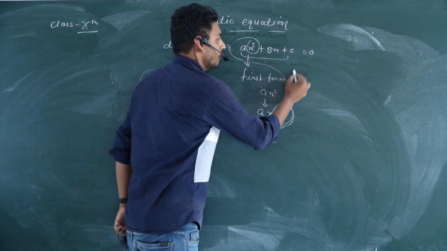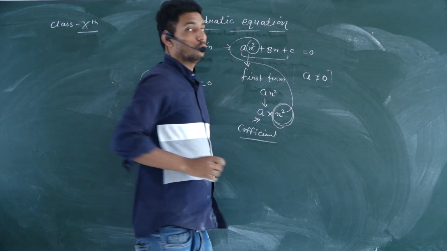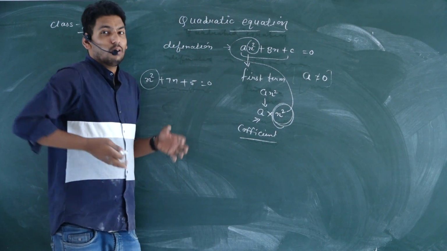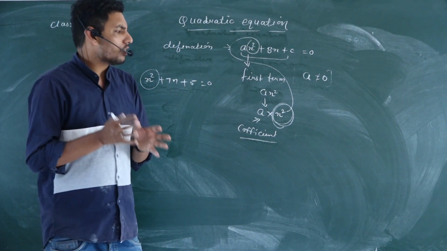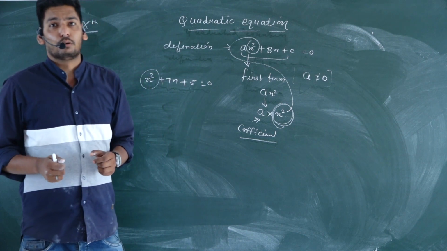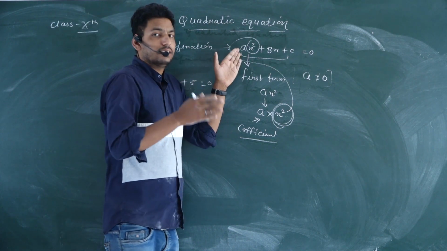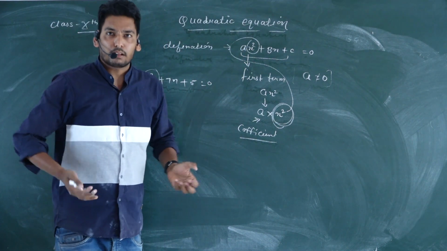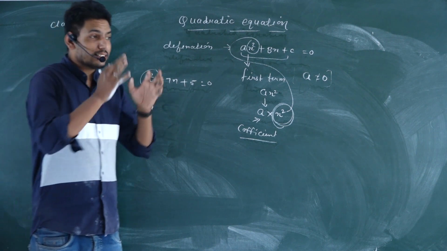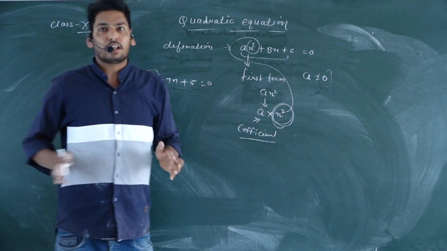Students, here is the main point: a is not equal to 0. What is a, students? I already told you that a is the coefficient of x square. The coefficient of x square is never equal to 0. That means if a is 0 and we multiply 0 by x square, then x square becomes 0. That means it is not a quadratic equation. It is a very important thing that a is not equal to 0.